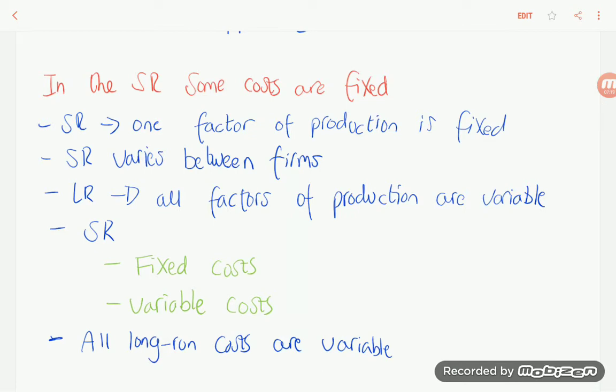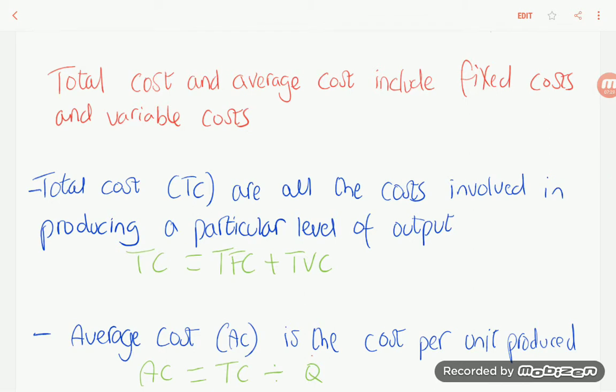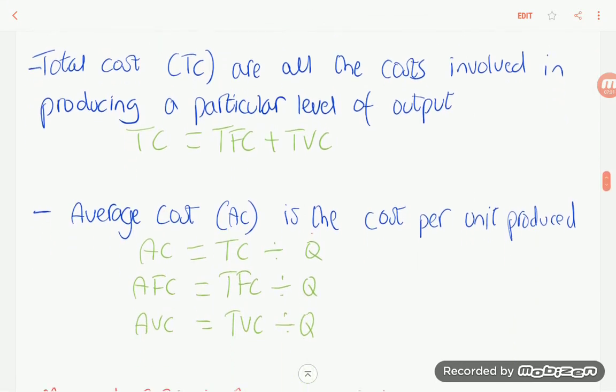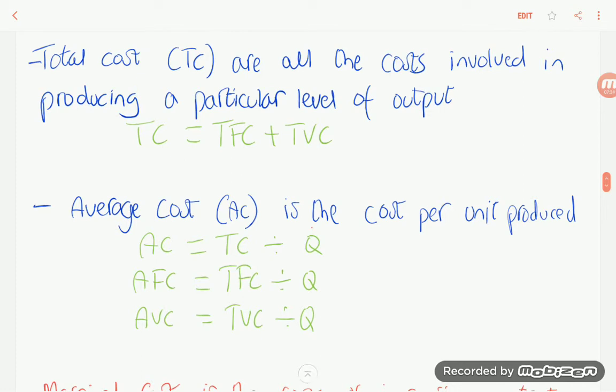It should be pointed out that all long-run costs are variable because we can alter all the factors of production. Total cost and average cost include fixed costs and variable costs. Total cost is all the costs involved in producing a particular level of output. The total cost, TC, for a particular output level is the total fixed costs, TFC, plus the total variable cost, TVC, for the output level. Thus, TC equals TFC plus TVC.